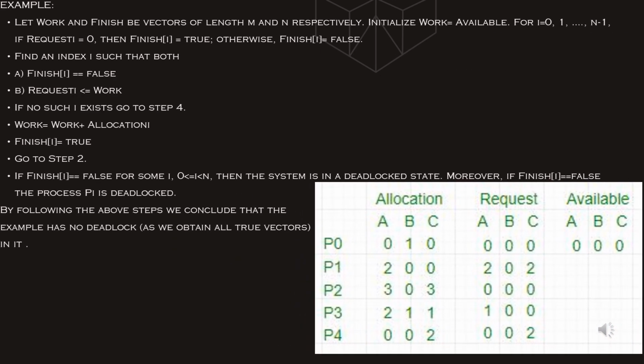Now let's take an example to work this out. We consider a system with 5 processes and 3 resource types A, B, C. Resource type A has 7 instances, resource type B has 2 instances, and resource type C has 6 instances. Suppose that at time t0 we have the following resource allocation state as given. We claim that the system is not in a deadlock state. Indeed, if we execute our algorithm, we will find that the sequence P0, P2, P3, P1, P4 will execute with Finish[i] equal to true for all i. By following the above steps, we conclude that the example has no deadlock as we have obtained all true vectors in it.